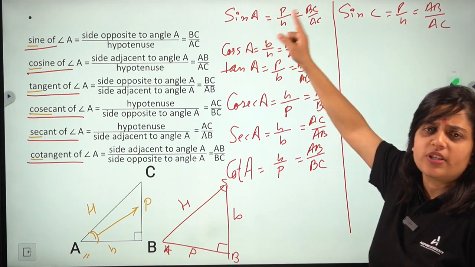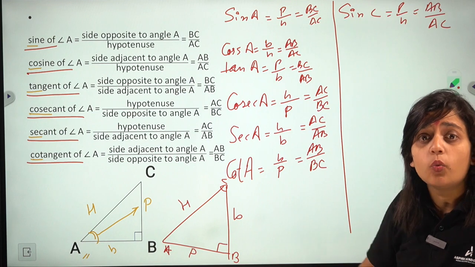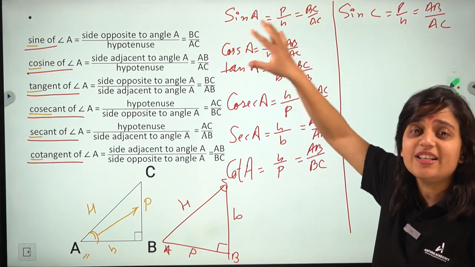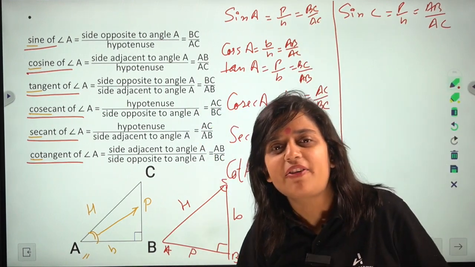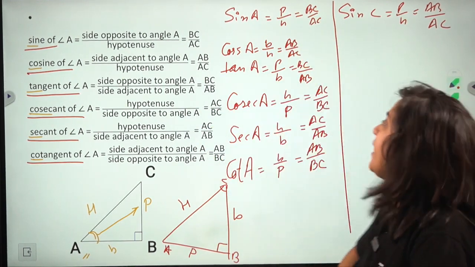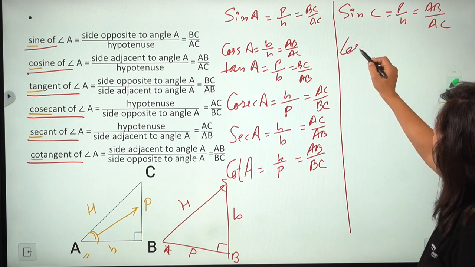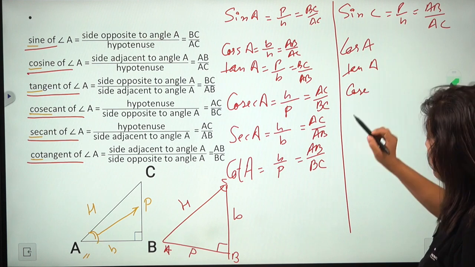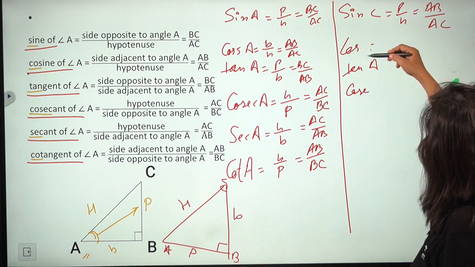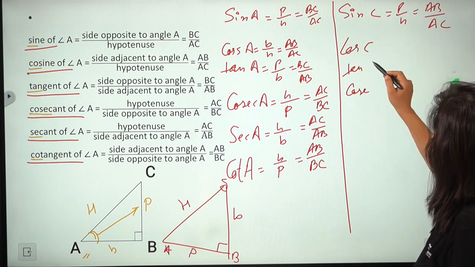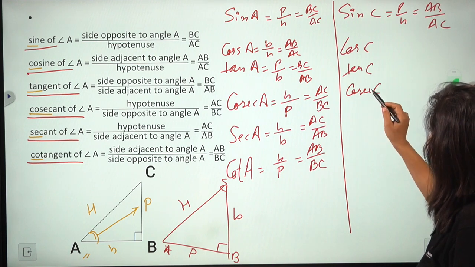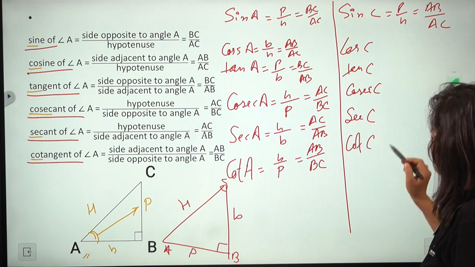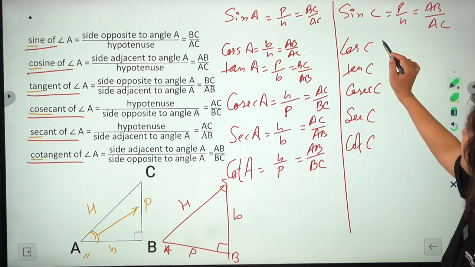Is sin A equal to sin C? Definitely not. Why? Because the angle is different. Since the angle is different, the ratios will be different. Understood? So you can write similarly cos C, tan C, cosec C, sec C and cot C. This will be your homework.